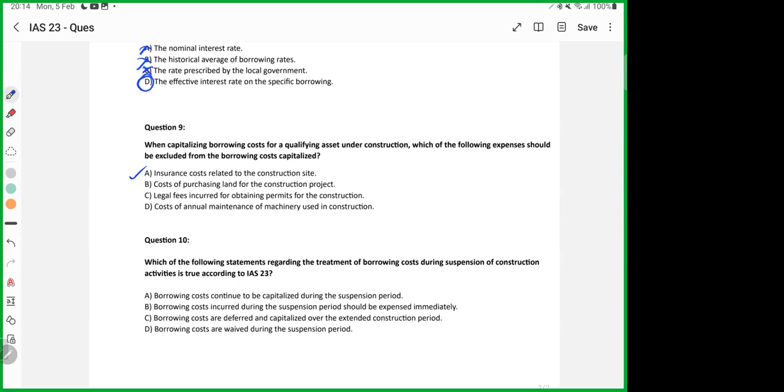Cost of purchasing land for the construction project should also be included. Legal fees incurred, what about legal fees? Of course, if you don't pay the legal fee, will the lawyer give you the deed? Yes, exactly. Cost of annual maintenance of machinery used in construction. Is it anything to do with the capitalization of the construction? No, it's separate. The answer is? Question number 10.